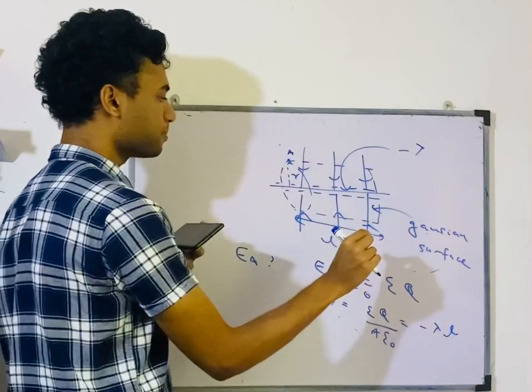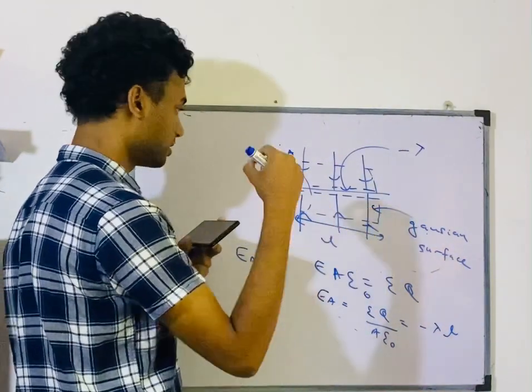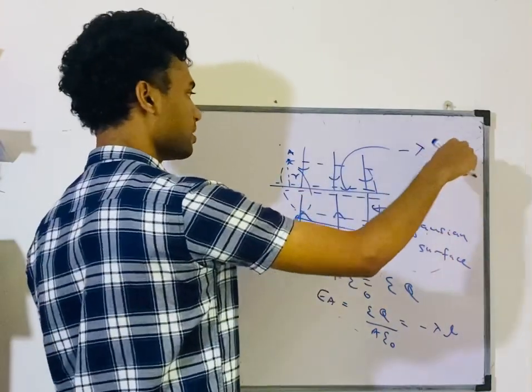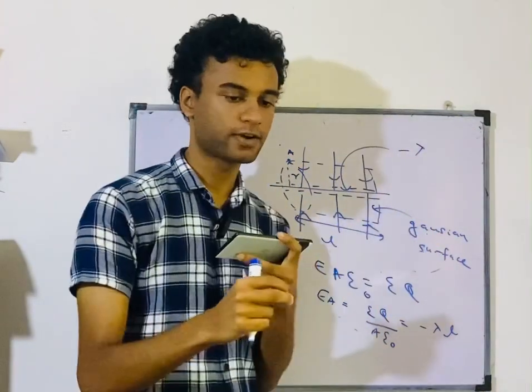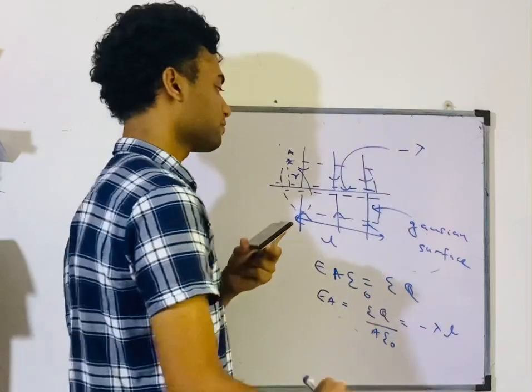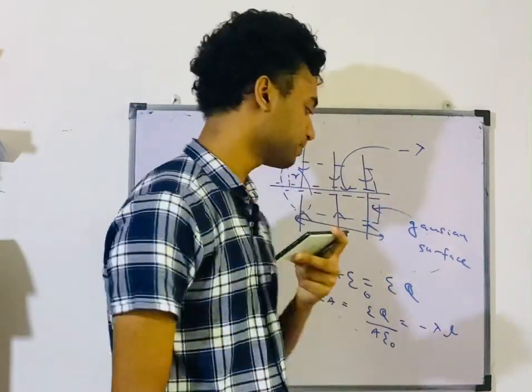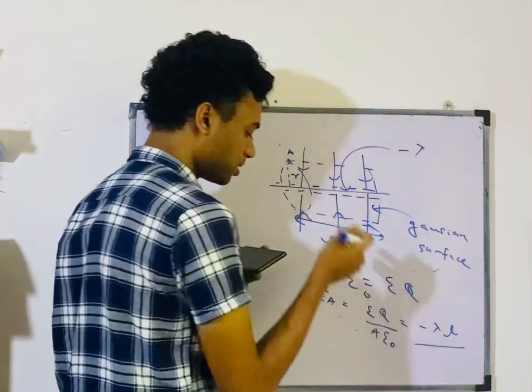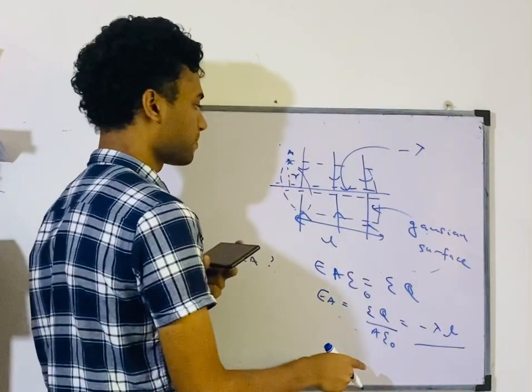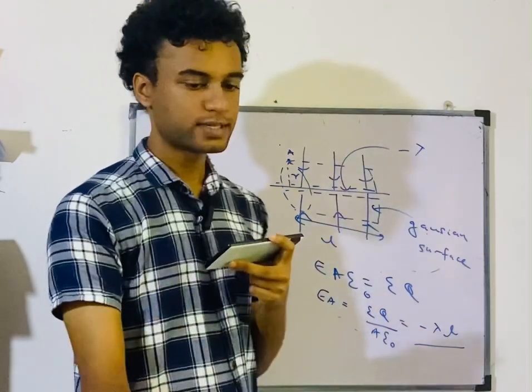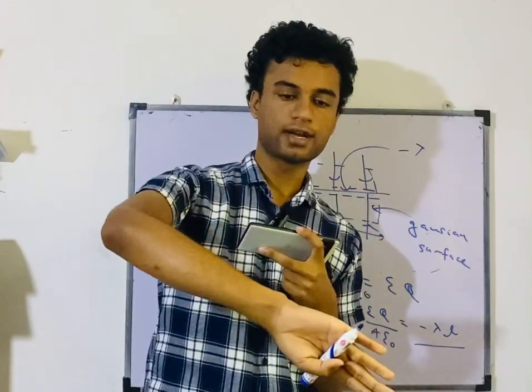Because minus lambda is the linear charge density. Minus lambda is the charge that I can find in a unit length. Then the charge that I can find in a length of L is going to be what? Minus lambda L. Is that clear? Divided by area A. That is the area of my Gaussian surface through which these electric field lines are cutting through.